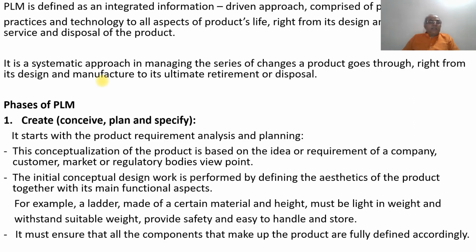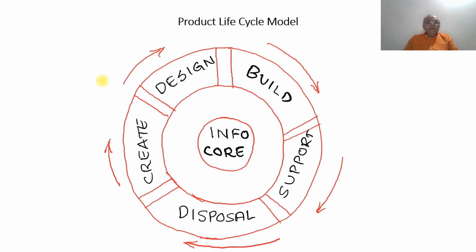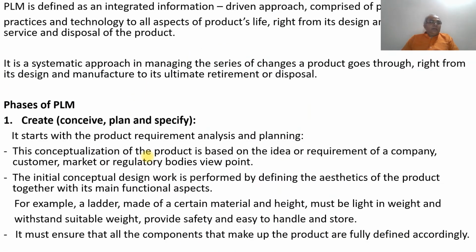Then what are all the phases you have in product life cycle management? One is the creation that we have seen here. The first thing is to create. To do that, we conceive, plan and specify. That means whenever we want to develop a product, how do we develop it? The development of the product is possible. First we should understand the requirement. Start with the product requirement analysis and planning.